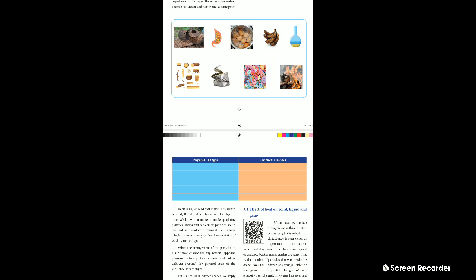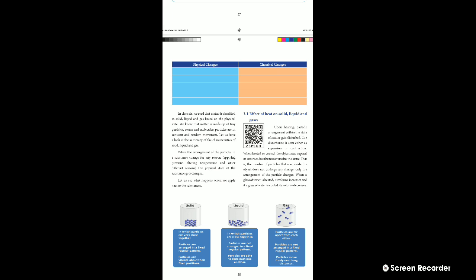When the arrangement of the particles in a substance changes for any reason, such as applying pressure, altering the temperature, or other different reasons, the physical state of the substance changes.